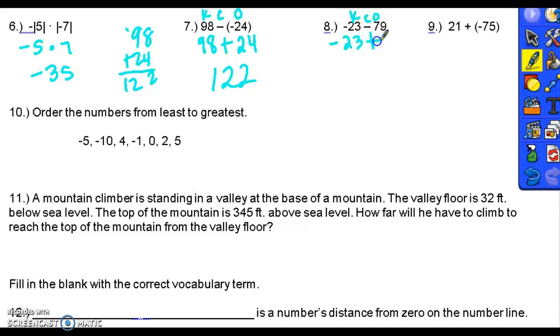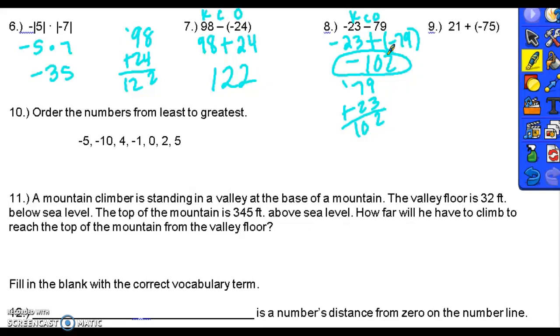Negative 23 minus 79, I'm subtracting, so I use additive inverse. Negative 23 plus negative 79. My signs are the same, so I add. 79 plus 23. 9 plus 3 is 12. 7 plus 3 is 10. They're both negative, so my answer is negative 102.